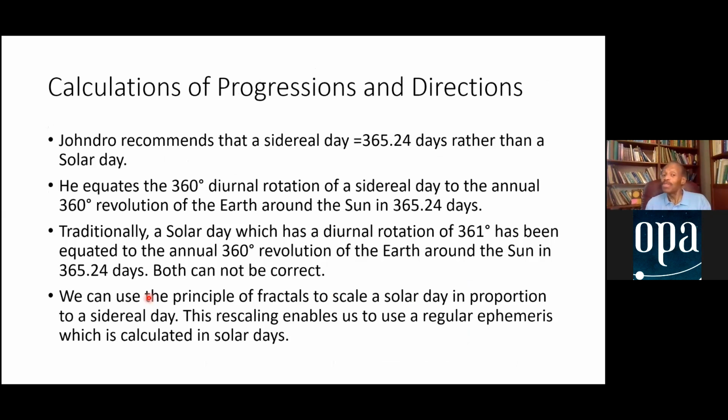He equates the 360-degree diurnal rotation of a sidereal day to the annual 360-degree revolution of the Earth around the Sun in 365.25 days. Traditionally, a solar day, which has a diurnal rotation of 361 degrees, has been equated to the annual 360-degree revolution of the Earth around the Sun in 365.25 days. Both cannot be correct. We can use the principle of fractals to scale a solar day in proportion to a sidereal day. This rescaling enables us to use a regular ephemeris, which is calculated in solar days.